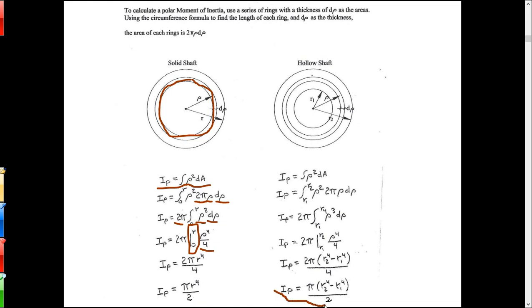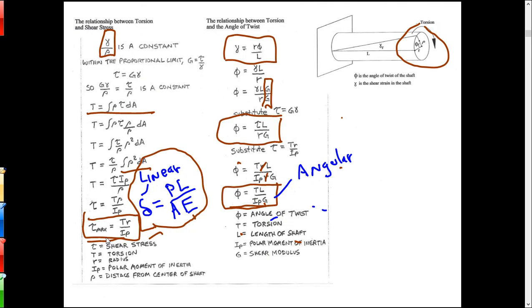If I've got a hollow shaft, which you sometimes do, you take pi times the outer radius to the 4 minus the inner radius to the 4, over 2. Okay, so those are the formulas for moment of inertia. They're on the back of your formula sheet, as are these other two formulas that we developed. Tau max is TR over I, and phi is TL over IG.